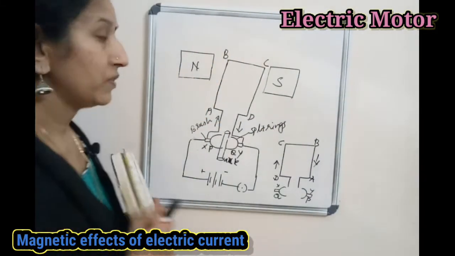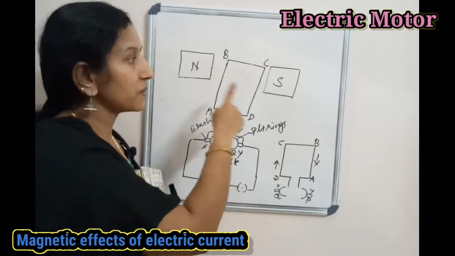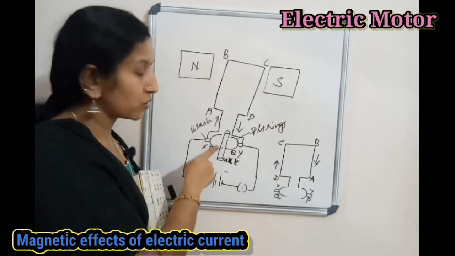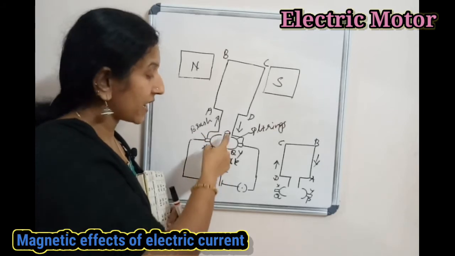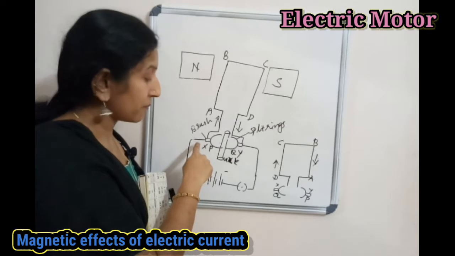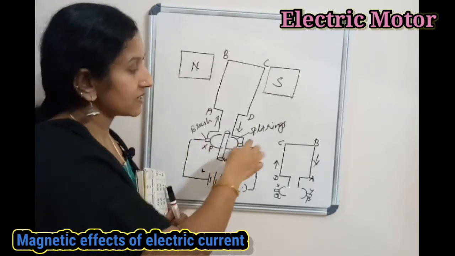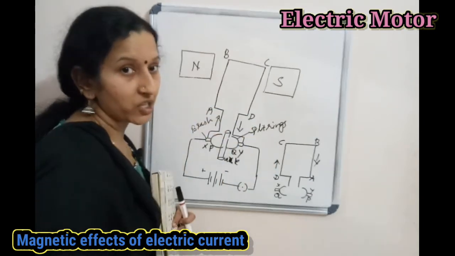Okay, so which are the parts? A rectangular coil ABCD is placed between the poles of the magnet. The two ends of the coil are connected to the two halves P and Q, and the inner sides of these halves are insulated and attached to an axle. There are stationary brushes X and Y attached on the halves, and these halves are split rings, and another name of the coil is armature.